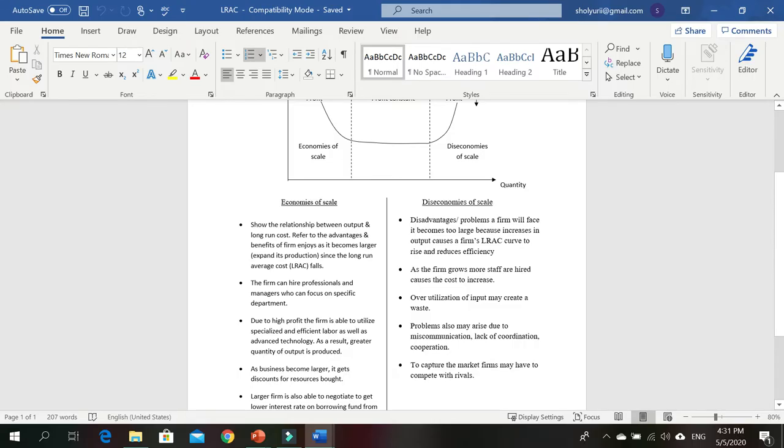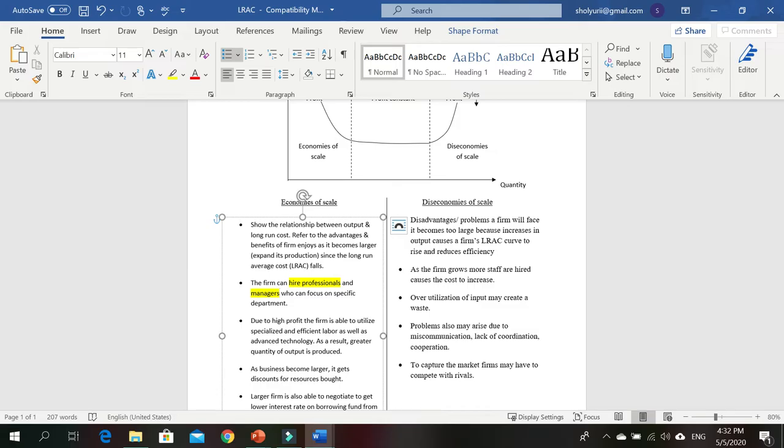First, dia explain balik what does it mean by economies of scale. It shows the relationship between output and long run cost, and refers to the advantage, the benefit the firm enjoys as it becomes larger because the LRAC falls. Okay, why is this good? Because first, we now can hire professionals and managers who can focus on specific departments. When we are in the long run, we have more money. We don't have constraint with money anymore.